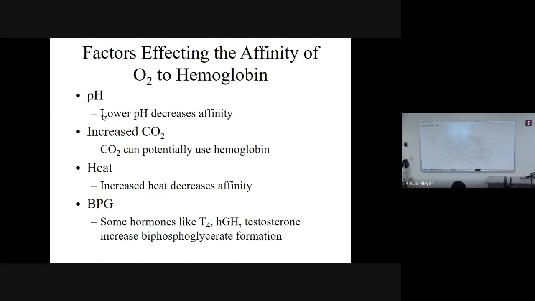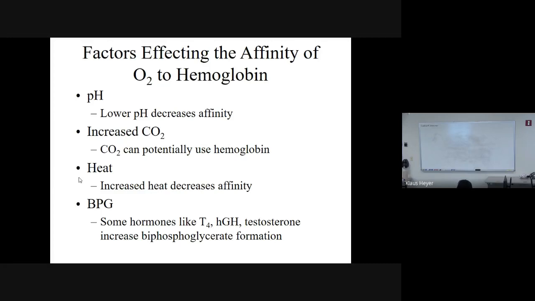Heat, as it gets hotter, that decreases affinity. Here we're talking about the other end, the tissue end. Once the red blood cells are at your tissues, you actually want the oxygen to lower its affinity. You don't want the oxygen sticking on the hemoglobin. You want it to stick in the beginning, but you also want it to dissociate from the hemoglobin because it needs to get to the tissues. So in the case of heat, when you have a fever, high body temperature, your metabolism is going high, you want the oxygen to break off because it needs to get to the tissues.